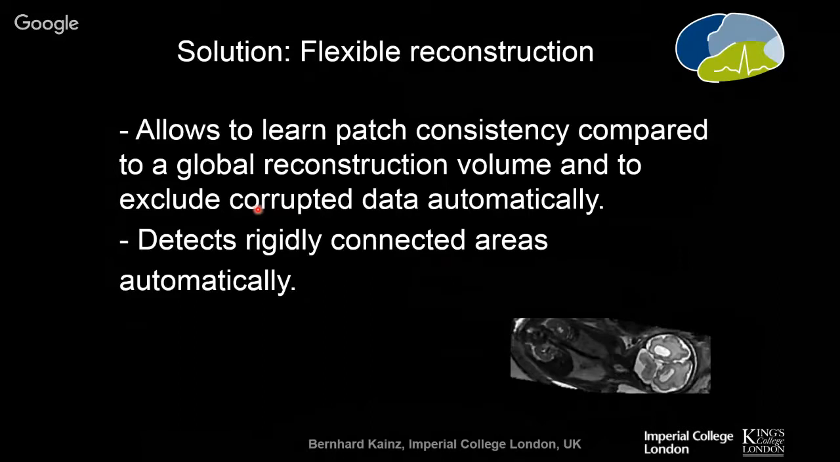So areas which are rigidly connected, like the brain, or partly rigid, maybe only elastically or thinly connected, like the thorax or the lower abdomen, by just tracking the statistics on the patches. So the less well they are able to be registered, the more likely it is that they are in some area which just contains junk, like amniotic fluid or the maternal tissue around. So the less likely it is to contain something useful.